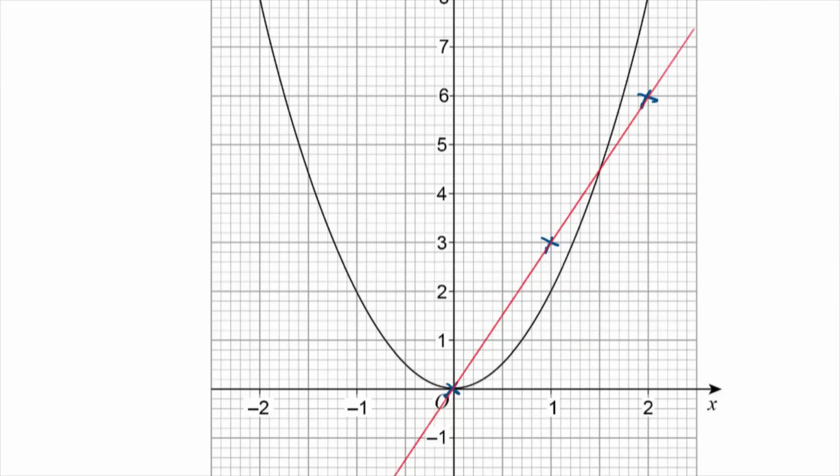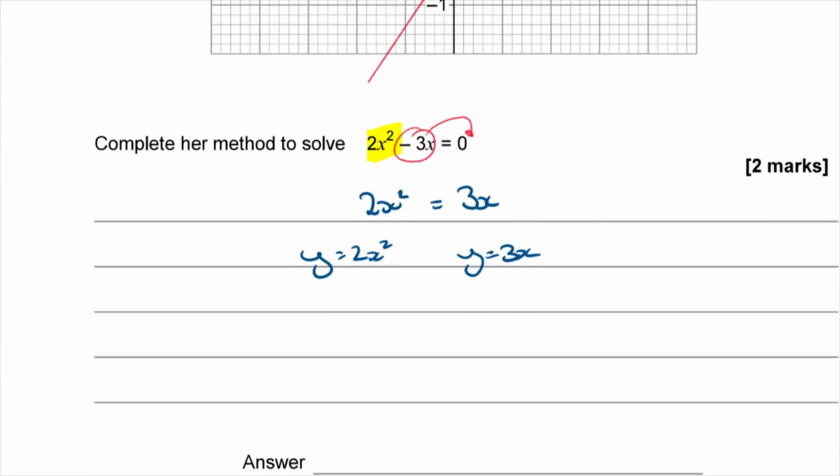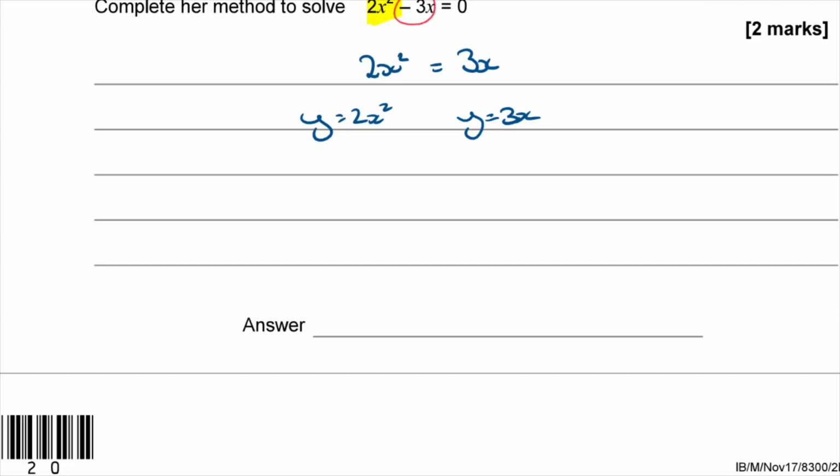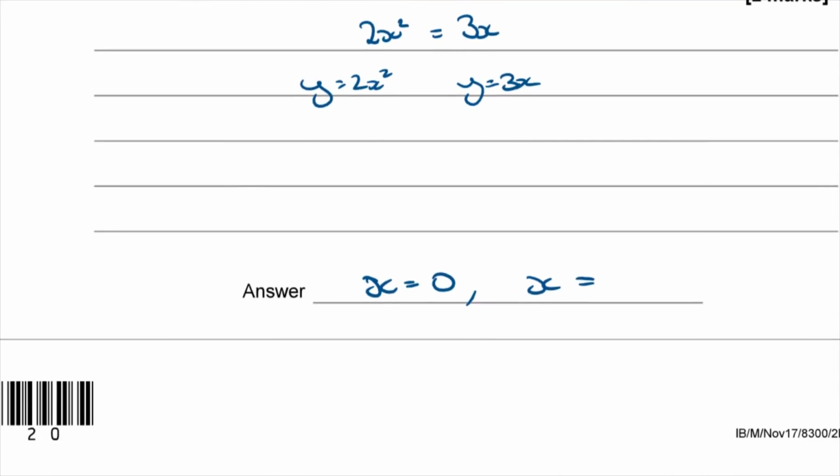So then the points of intersection have got to be the solutions to the equation. So there's one solution there at the origin, and there is another solution here. What point is that? It's at 1.5 and 4.5, I would say. So what are the two solutions? The first solution is when x is 0, and the second solution is when x is 1.5.